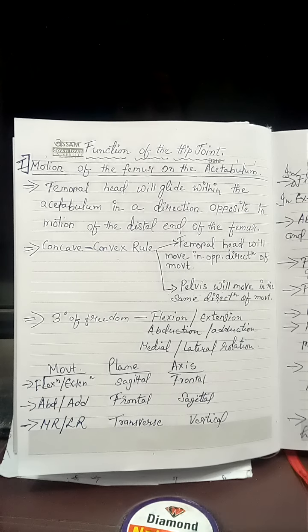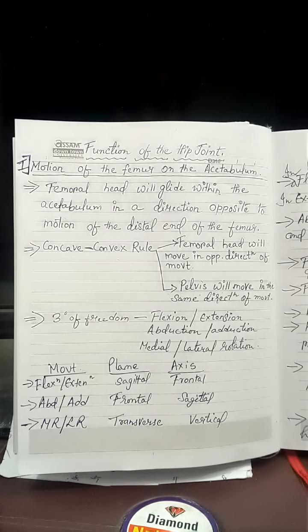Students, in this video I am going to explain the function of the hip joint. Under this, the first one is the motion of the femur on the acetabulum. As we know, our hip joint is composed of the femoral head, which is convex in shape, and the acetabulum, which is concave in shape.